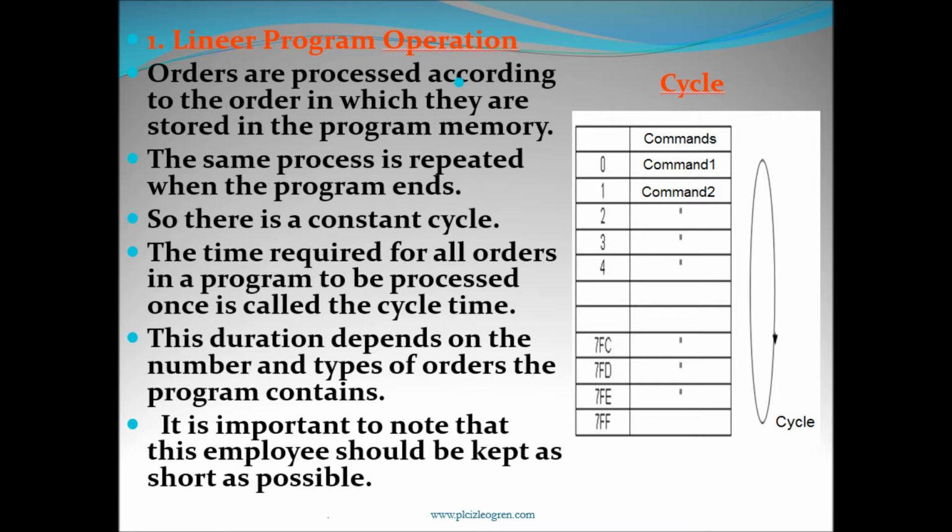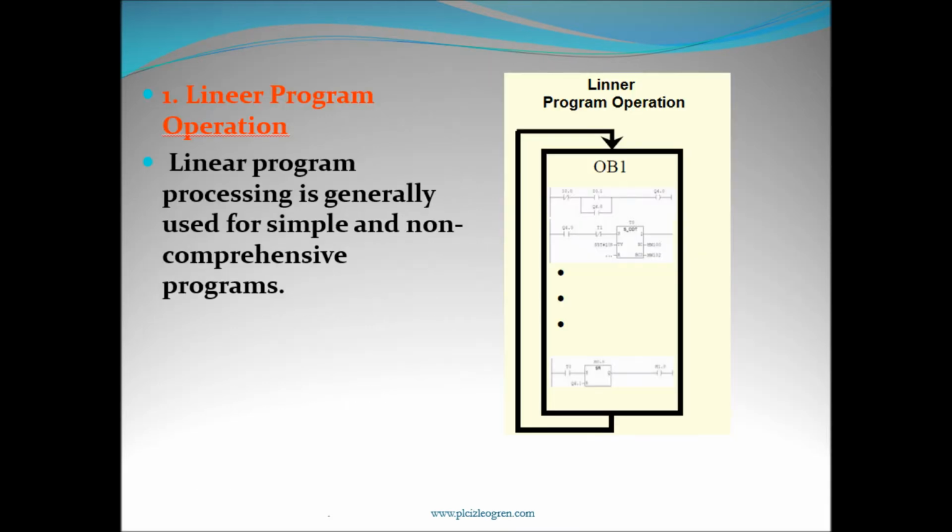Here we have a picture demonstrating how linear programming is done. We write the code into the main block, which is OB1, and the commands inside are operated in order, and then it repeats. As we just mentioned, there is a repetition. Linear programming is generally used for basic programs.